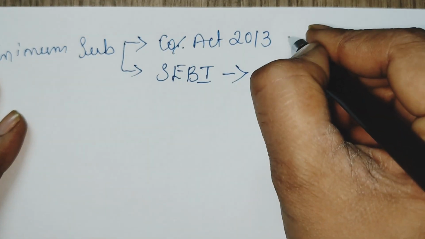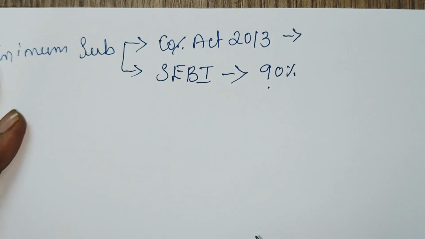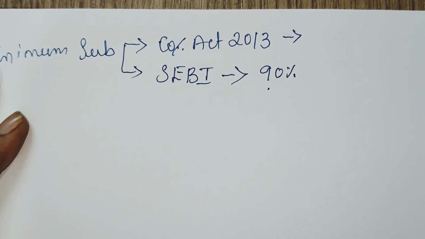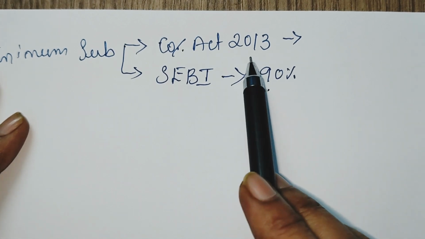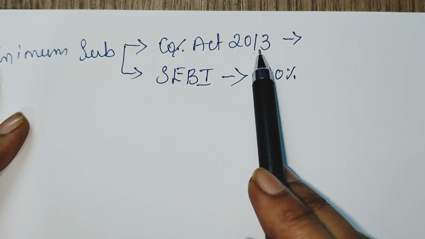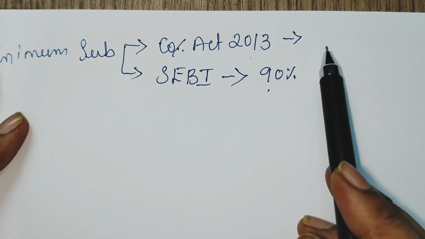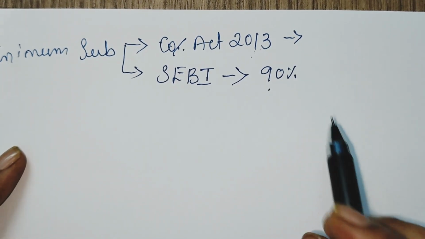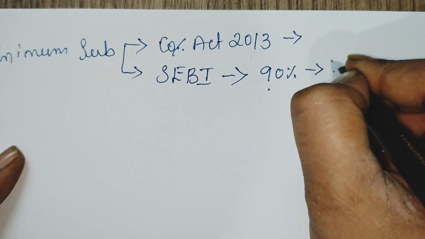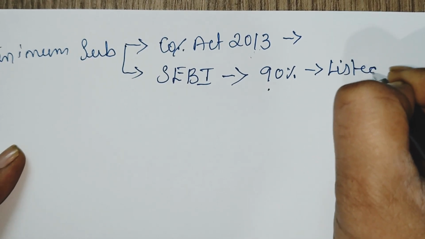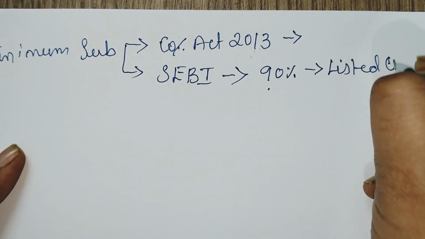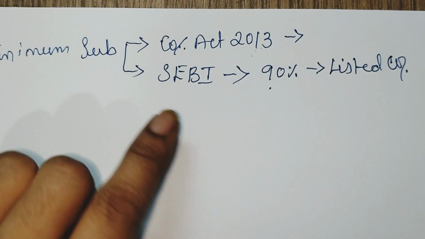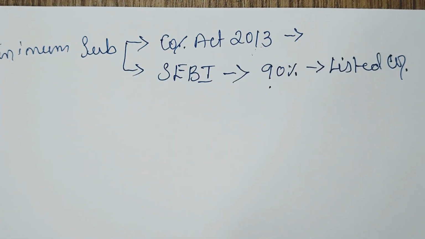Then what does the Companies Act say? The Companies Act says the minimum subscription is stated in the prospectus of the company for different specified purposes. And all the listed companies under SEBI follow this rule. They have to follow the SEBI rule.